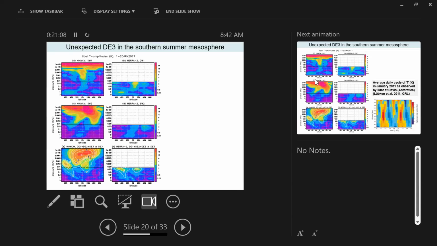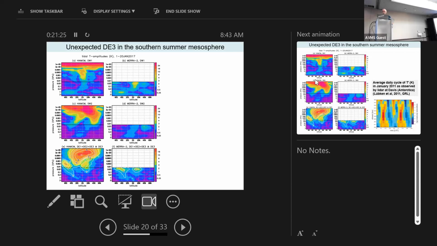And you see that this additional maximum here that looks like an appendix is actually captured almost by the DE3. And it's quite strong. It goes up to 6, 7, 8 Kelvin. And this is also indicated here from the MERA2 analysis.